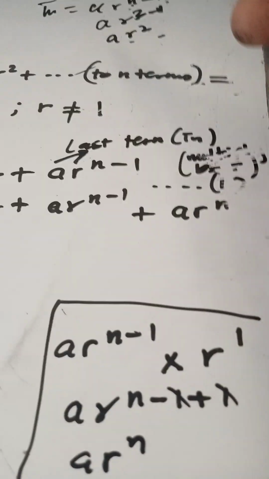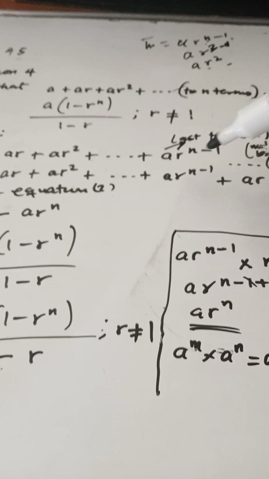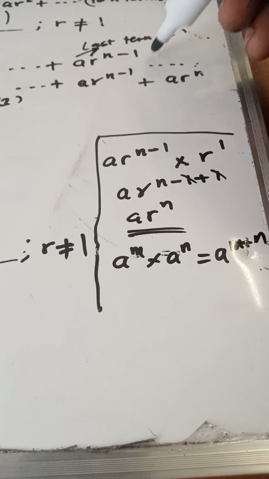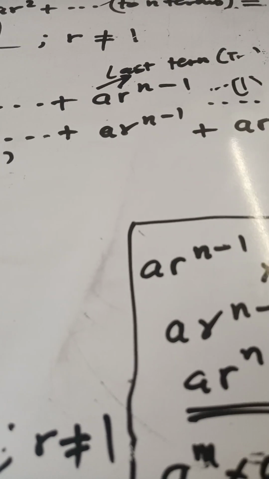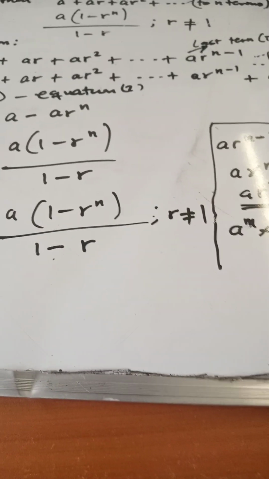If it's our last term, we write it as the formula for the geometric sequence. What is the formula? It is ar to the power n minus 1. That is our last term. So we call this equation number 1. And then the next thing we'll say, to find the second equation, we are going to multiply the whole of equation 1 by r. So let's multiply by r.